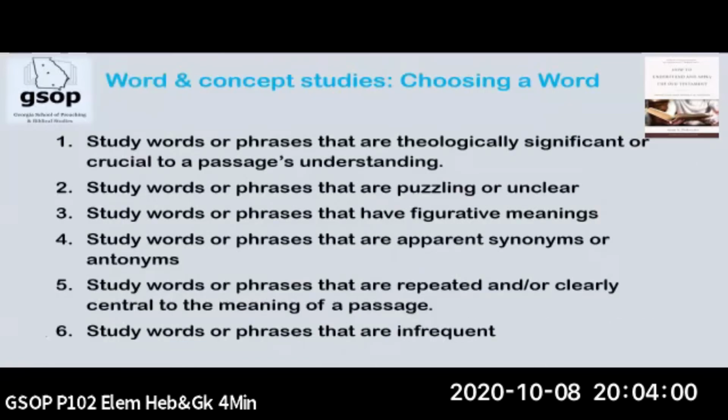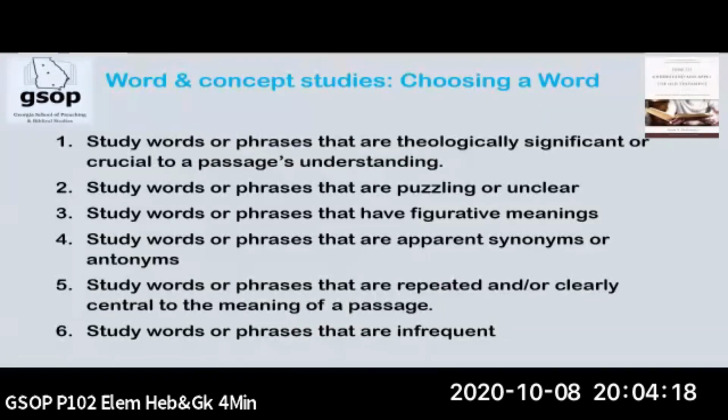We're nearing the end here, so this is how he lays it out pretty well. I like most of what he does for word studies. We've looked at a lot of this before, so we won't spend a lot of time. He says that there are these six main approaches to choose a word. How do you choose what word?